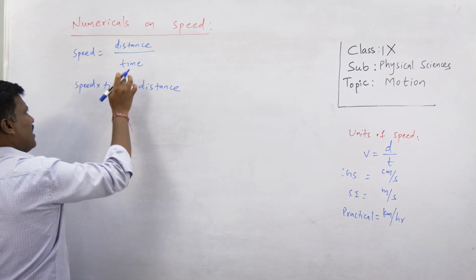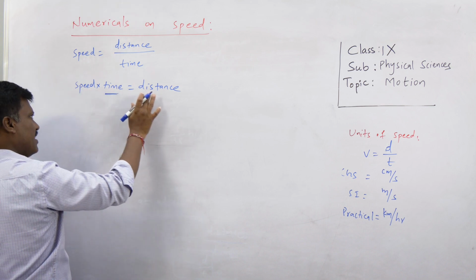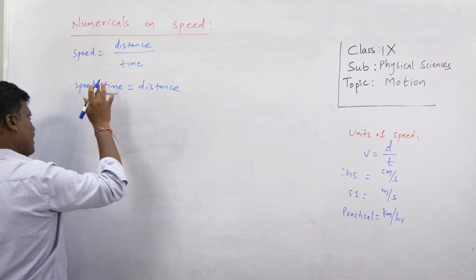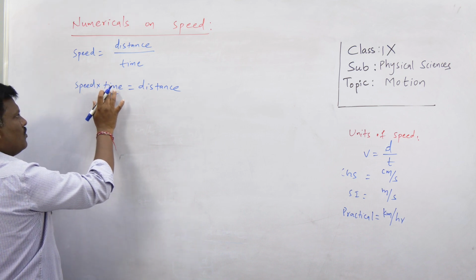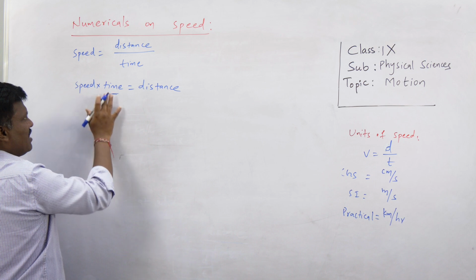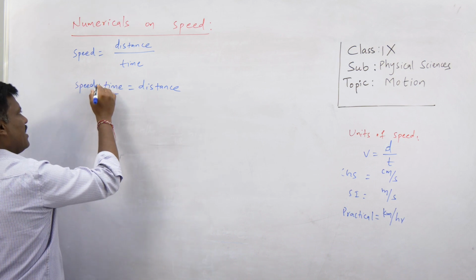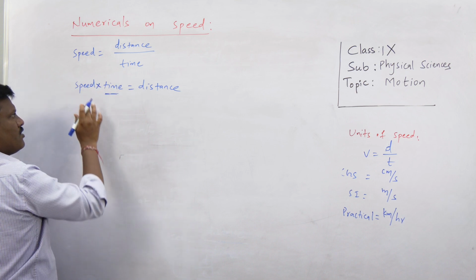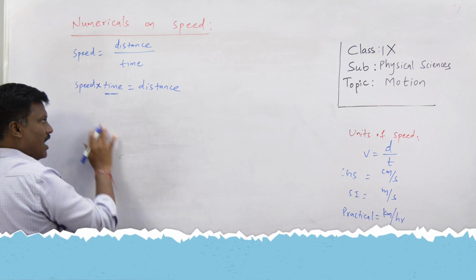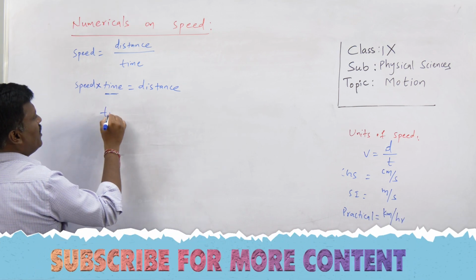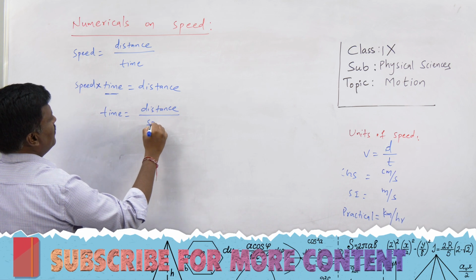Sometimes time is asked. Time is the question, and they will give you the speed value and the distance value. If they ask you to calculate the time, the quantity which is to be found should be on the left side. The other quantities related to this, we have to transpose from LHS to RHS. Here speed and time are multiplying each other, so speed is a multiplier of the time. If you transpose the speed from LHS to RHS, it divides. So the time formula: time is equal to distance by speed.